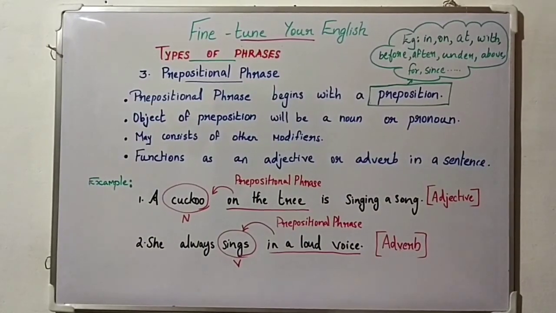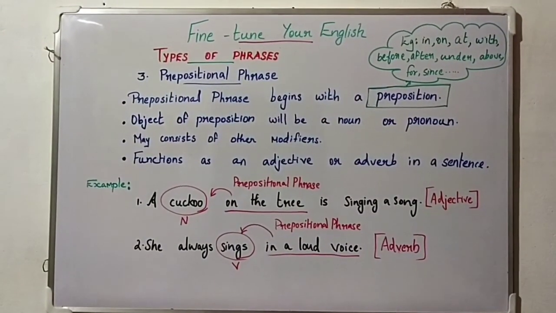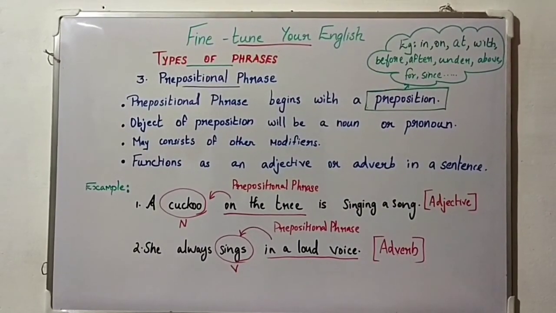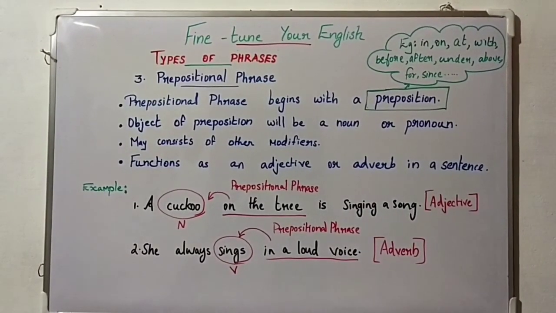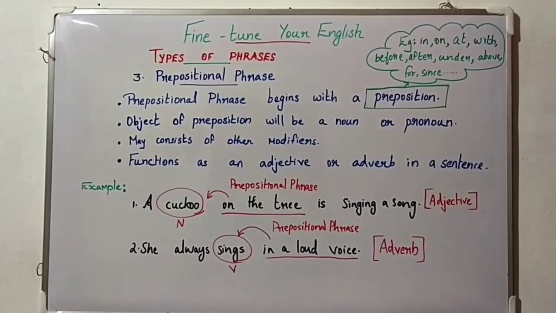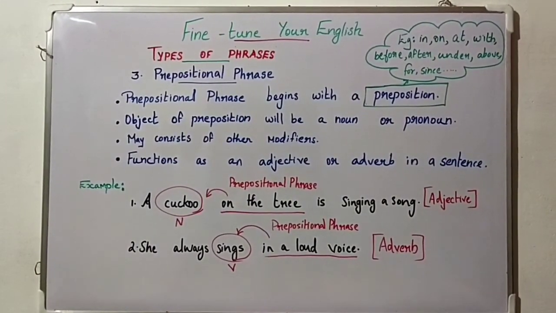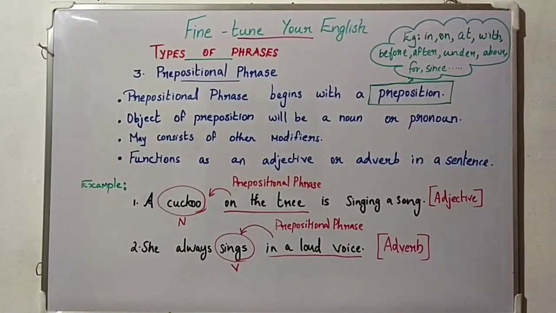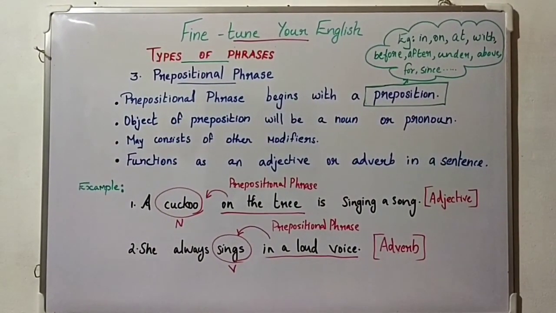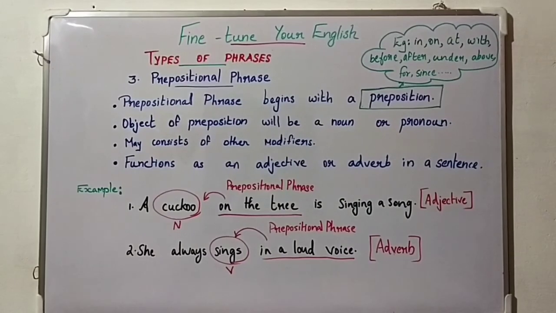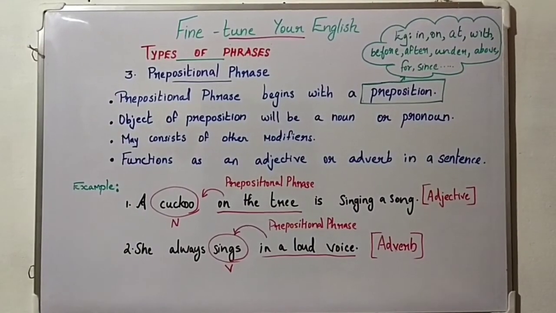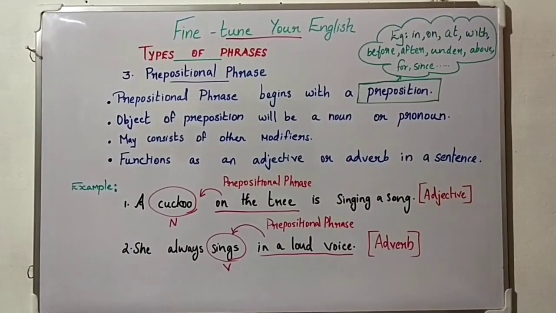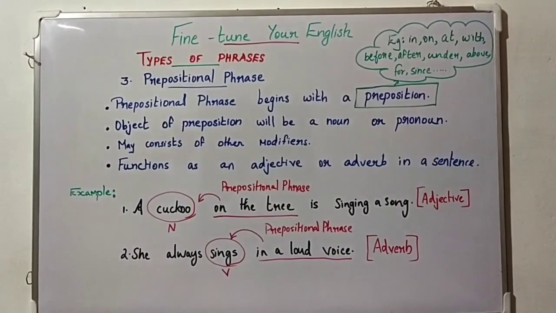Then the second one, in a loud voice. There in is the preposition, a is again an article, then loud is an adjective and voice is a noun. So here it is a combination of a preposition, then article, then adjective and a noun. So those two rules are satisfied. Hope you understood the prepositional phrase, its structure and its functions. Its structure is, it will begin with a preposition and its functions are, it acts as an adjective or an adverb in a sentence.